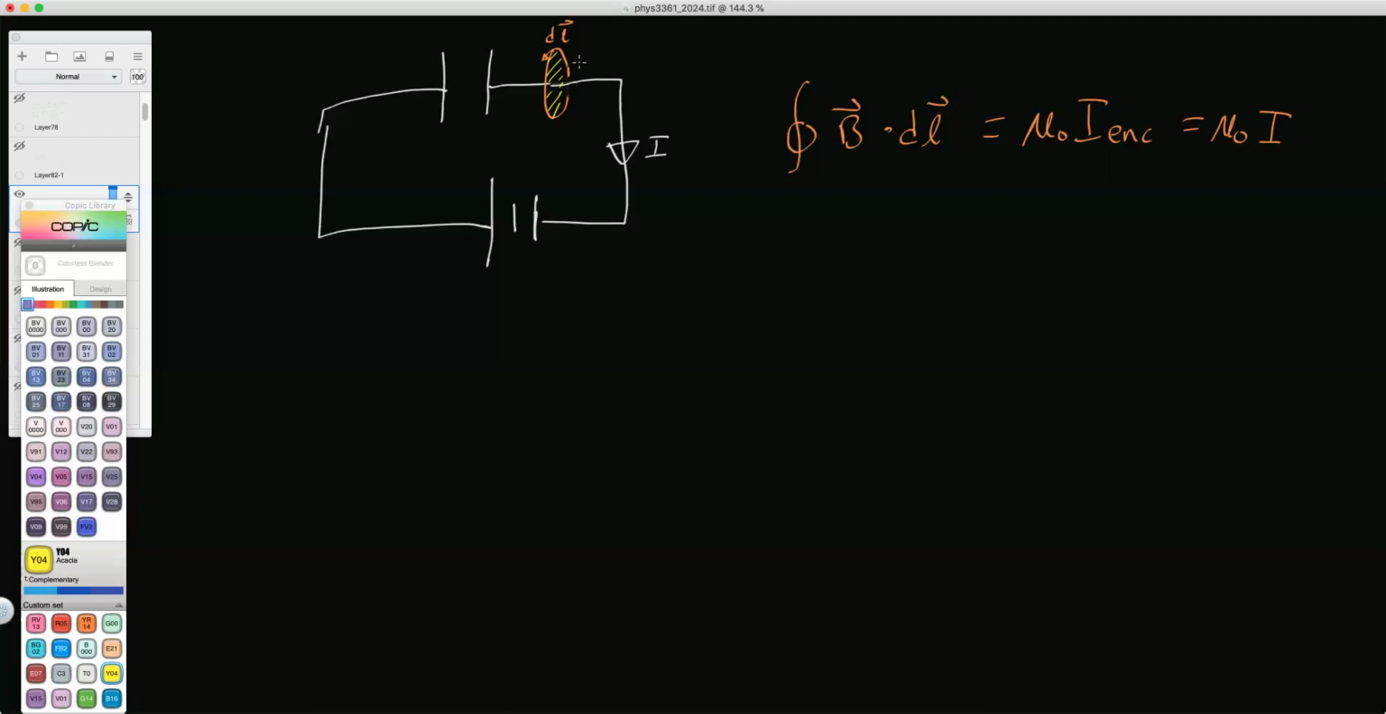In other words, this part here, I should put a little P around there. This should be a loop P. If P is the same, that part will be the same, won't it? So I'm going to take another surface that's also bounded by P. I'll draw the circuit again.